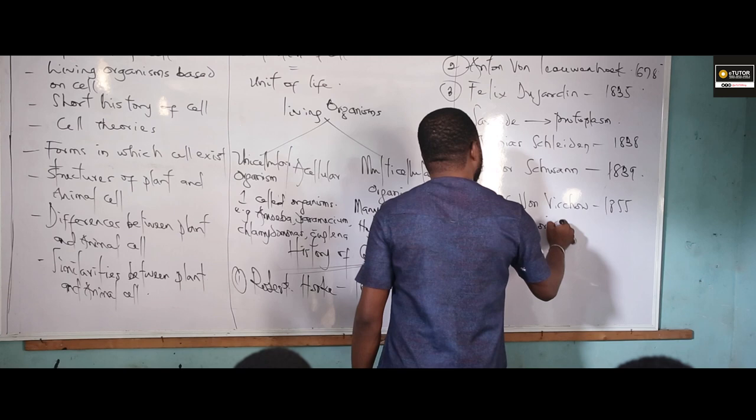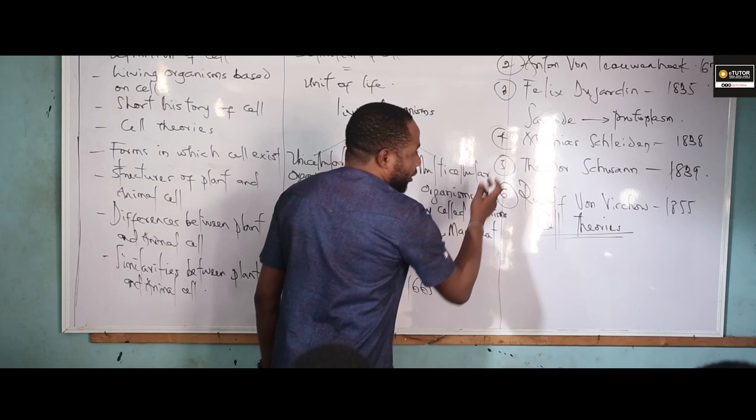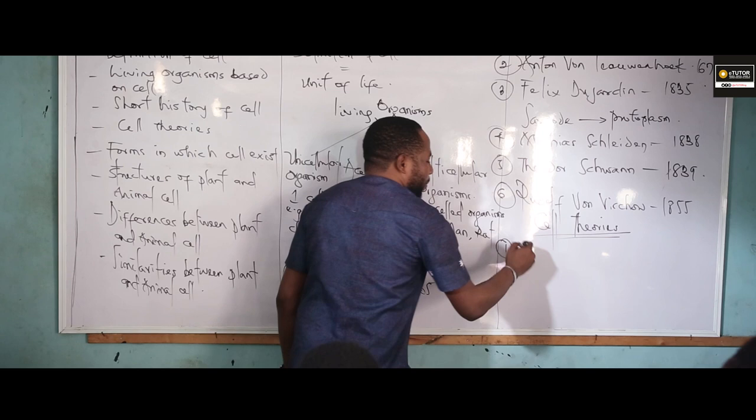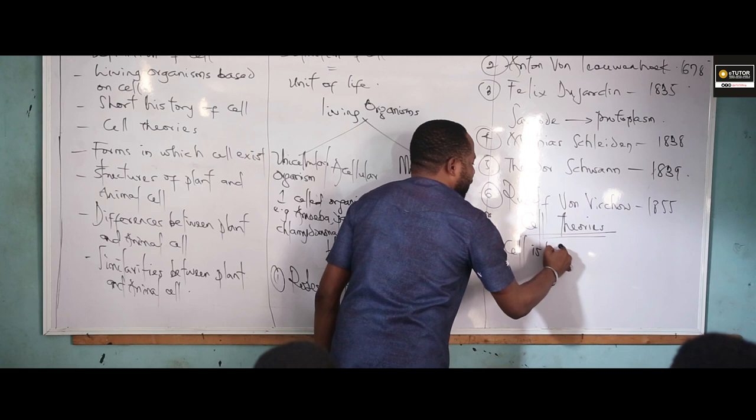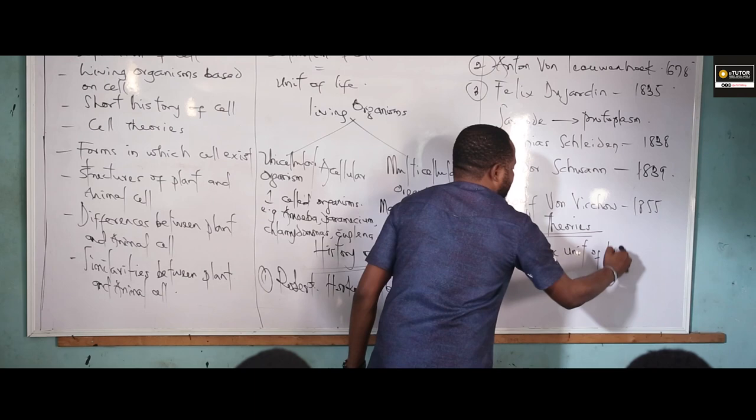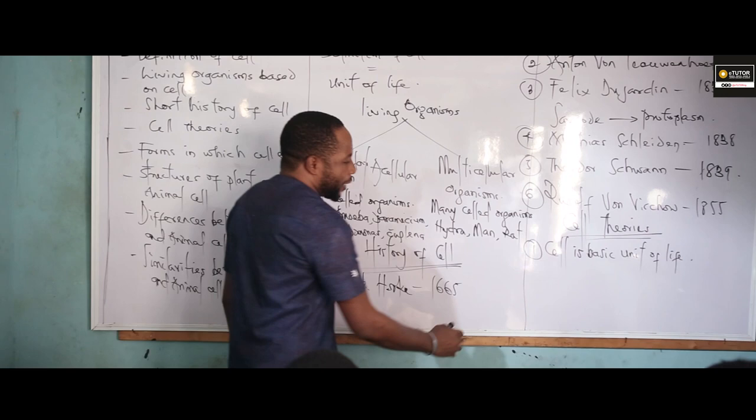Now, initially, cell theory had three postulates, propounded by Theodor Schwann and Matthias Schleiden. The first one: the cell is the basic unit of life. The basic unit of life. That's the first one. Number two.